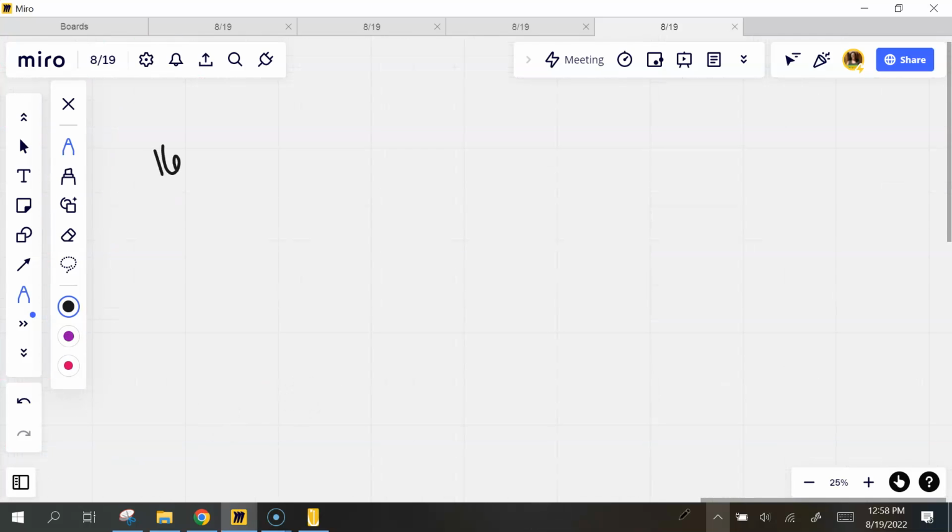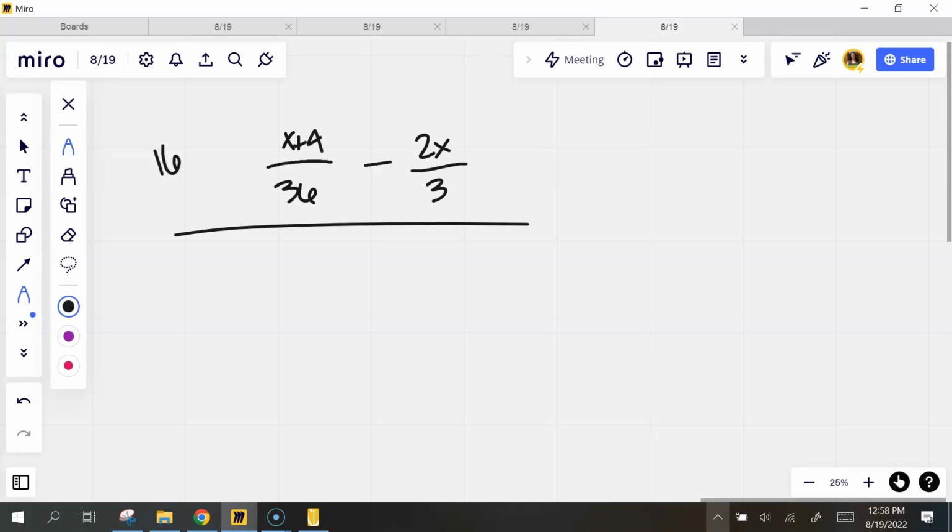So I'm going to start with 16. It is (x plus 4) over 36 minus 2x over 3, all over x squared over 18 minus 36 over (x plus 4). So we're going to look at this separately, okay? We're going to do the top, then we're going to do the bottom, and then we're going to do the top times the flip of the bottom. And we're going to simplify each a step along the way. So let's look at just the top.